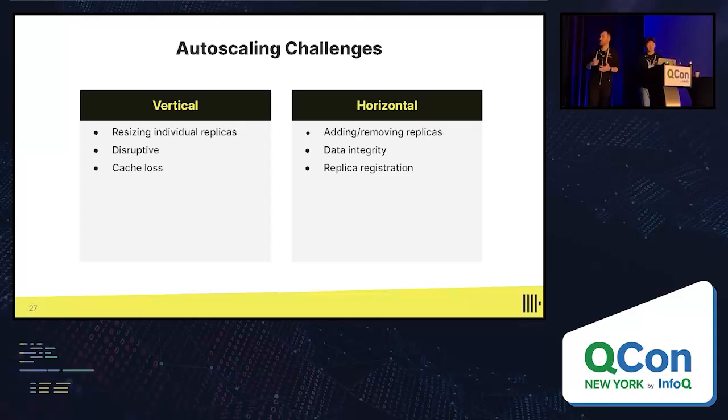So with these challenges in place for horizontal auto-scaling, we realized that these are pretty risky things, and we decided to launch beta and GA with just the vertical auto-scaling piece.